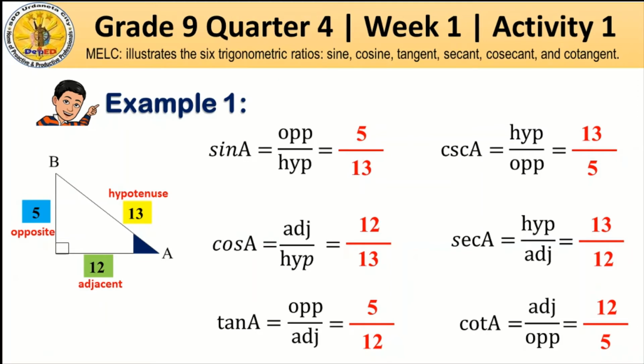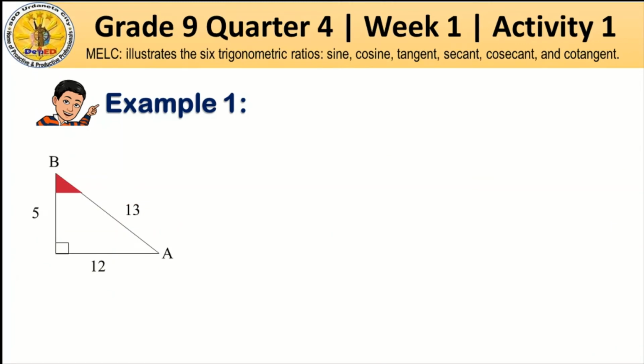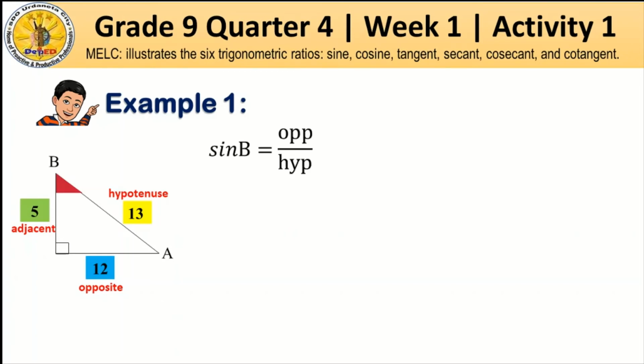Ngunit, hindi pa natatapos dito, sapagkat we also need to find the 6 trigonometric ratios with respect to angle B. Base sa ating illustration, the opposite side is 12 units, the adjacent side is 5 units, and the hypotenuse is 13 units. The 6 trigonometric ratios are, we have sine B, that is equal to opposite over hypotenuse, and based on our illustration, that is 12 over 13.